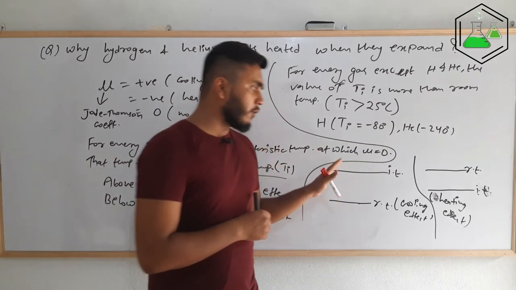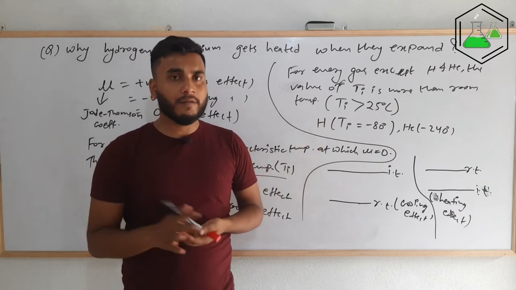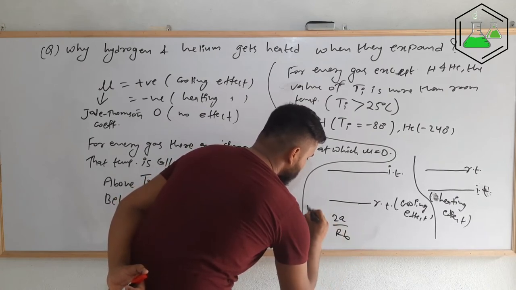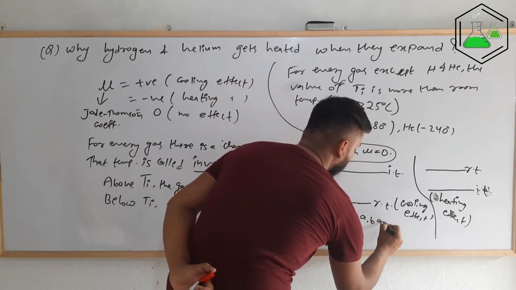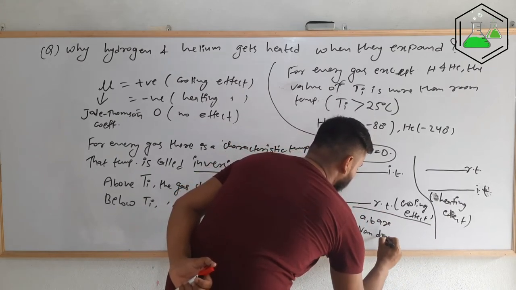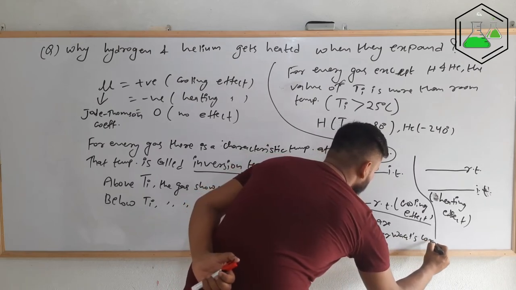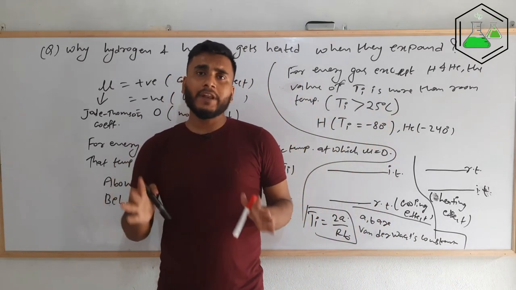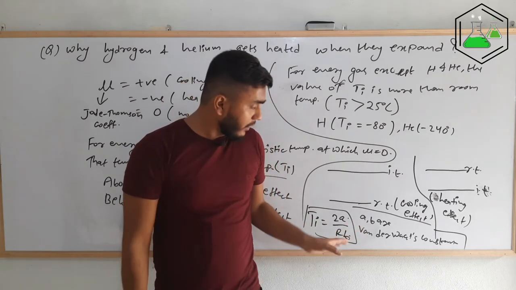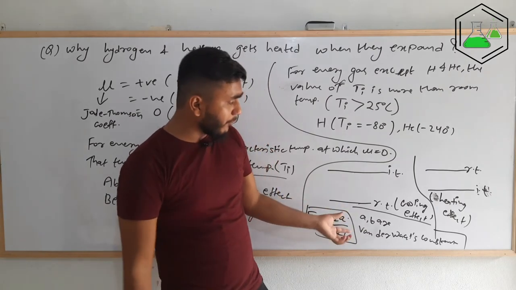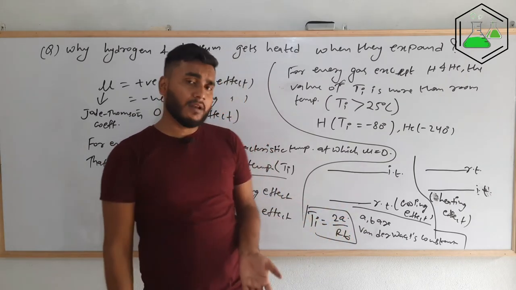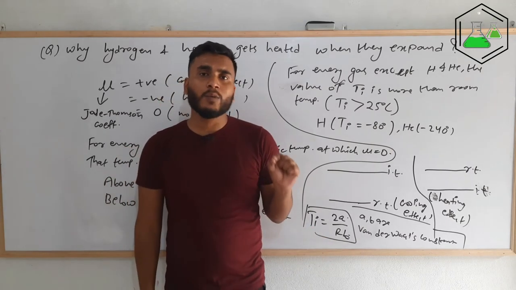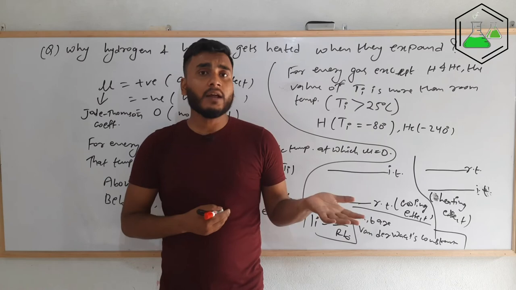We can find the value of TI, that is the inversion temperature, mathematically as well by the formula TI is equal to 2a by Rb, where a and b are van der Waals constants, and R is the universal gas constant. For every gas, a and b are different, and R is the same for every single gas. So if you put in the values for the respective gases, we get the temperature of inversion for those gases. By knowing it, we can predict whether the gas will heat or cool when it expands under adiabatic condition.